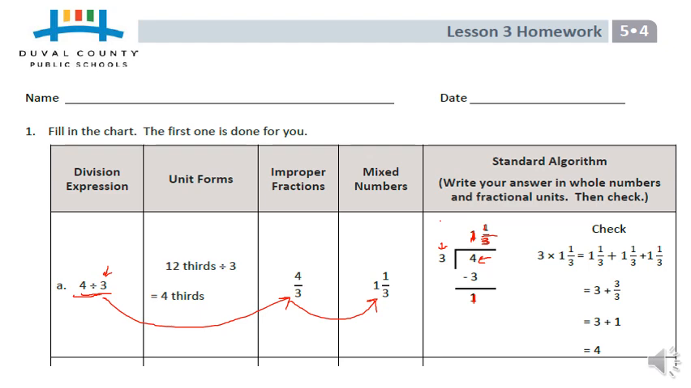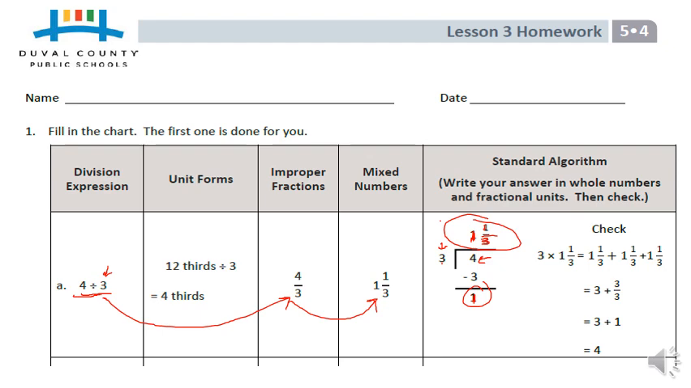Now, in order to check your answer, we always take our divisor times our quotient, which is the answer to the division problem, and add in the remainder. Well, in this case, the remainder is in our answer. So we could do it 2 ways. One, we can go 3 times 1 is 3, plus your remainder on the bottom 1 is 4.